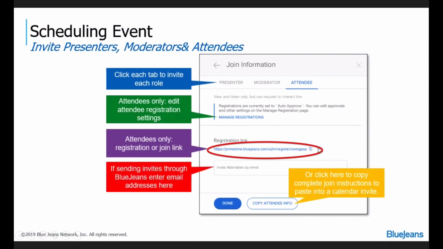Now, the reason we have these links that you can copy is because you do not have to use BlueJeans to invite your attendees. You can use whatever favorite calendar tool that you normally use on a day-to-day basis. All you would simply do is open that calendar tool, create the invite, and once you're ready, copy these links, either one, and paste them into the body of your calendar invite, and then just send it off to your attendees. But of course, you can invite them right here, and here's a box for you to enter those attendee emails, and you just separate them by a comma. Once you've done all that, you simply hit done, and you are done inviting your attendees.